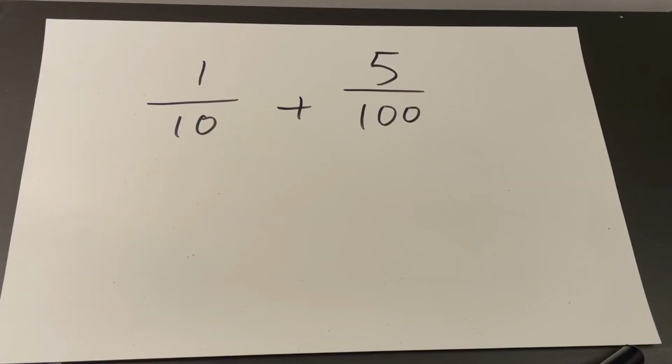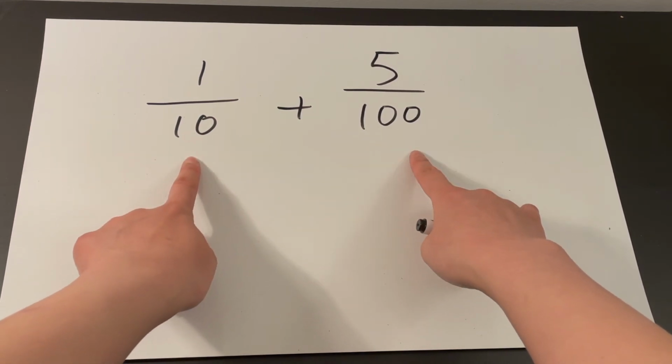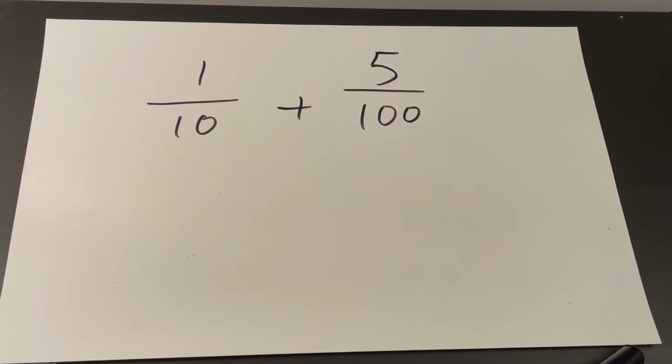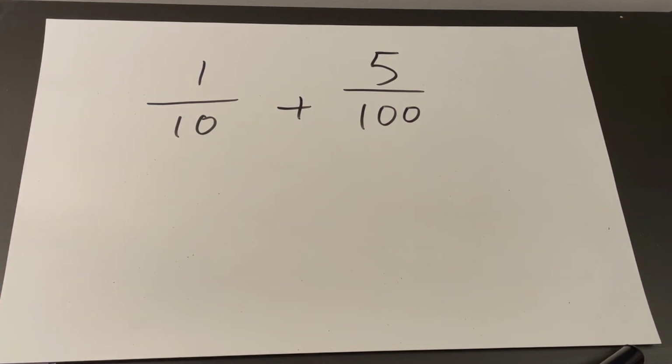Welcome back. After learning how to express a fraction with a denominator of 10 as a fraction with a denominator of 100, let's learn how to add two fractions with respective denominators of 10 and 100. So let's learn from this example. 1/10 plus 5 over 100.